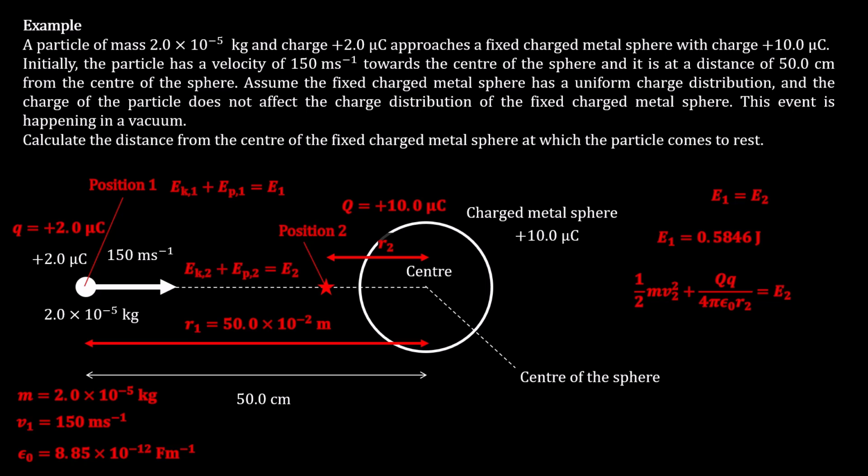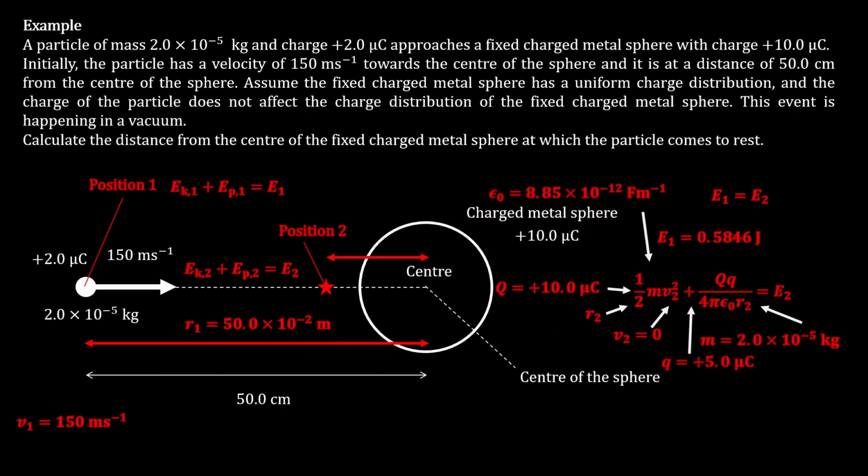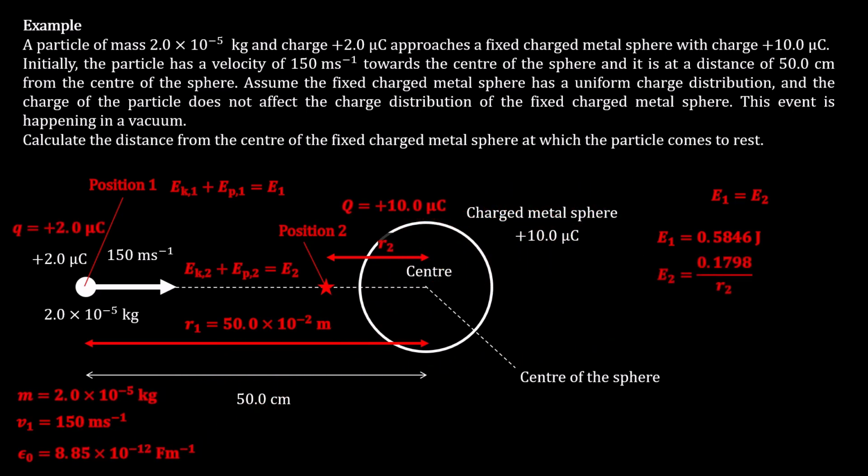Since it comes to rest, its speed is 0 at position 2, and therefore v2 is equal to 0. Substituting these into the equation, we get E2 = 0.1798/R2. Since E1 = E2, we have 0.5846 = 0.1798/R2. And solving for R2, we get R2 = 0.307 meter, which is equal to 31 centimeter to 2 significant figures.